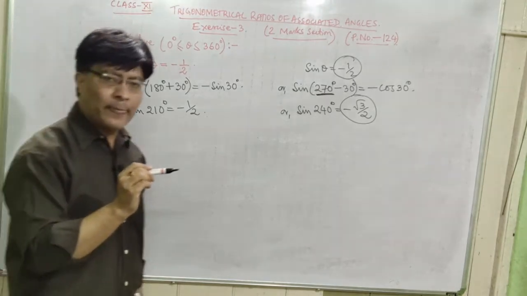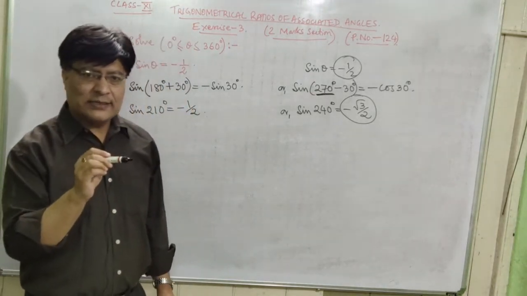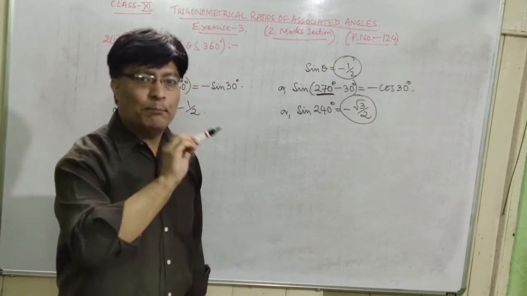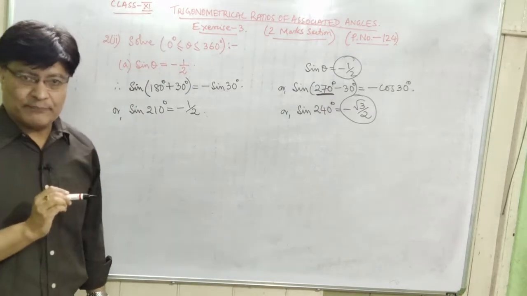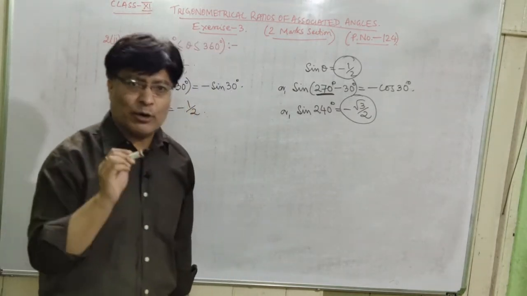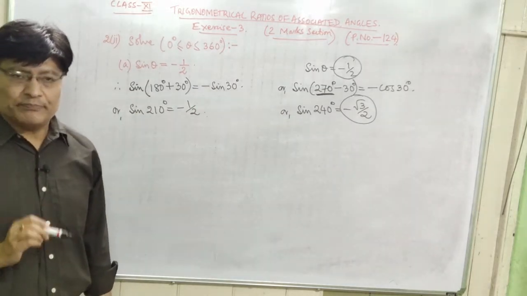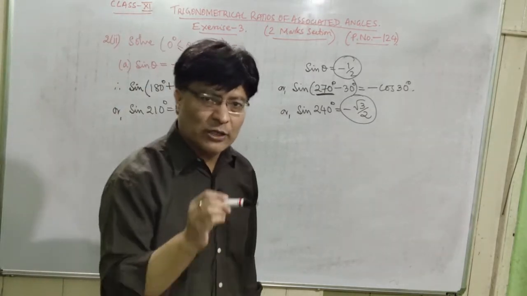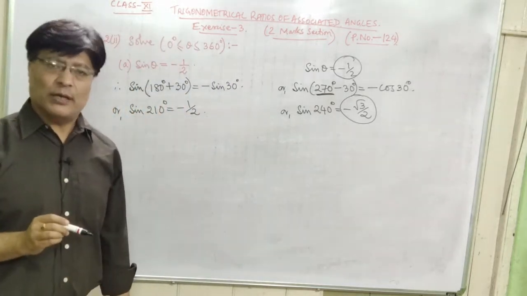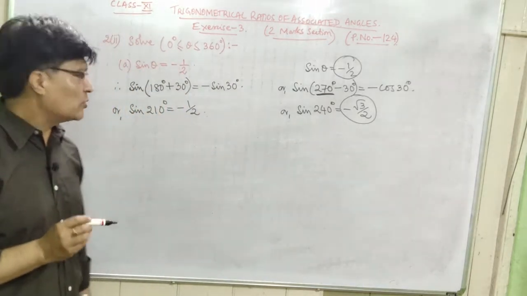So if the angle lies in the second quadrant, then you have to write 180 minus theta, but not 90 plus theta. If the angle lies in the third quadrant, you should write 180 plus theta, but not 270 minus theta. If the angle lies in the fourth quadrant, you should write 360 minus theta, but not 270 plus theta. So I think you have understood it.